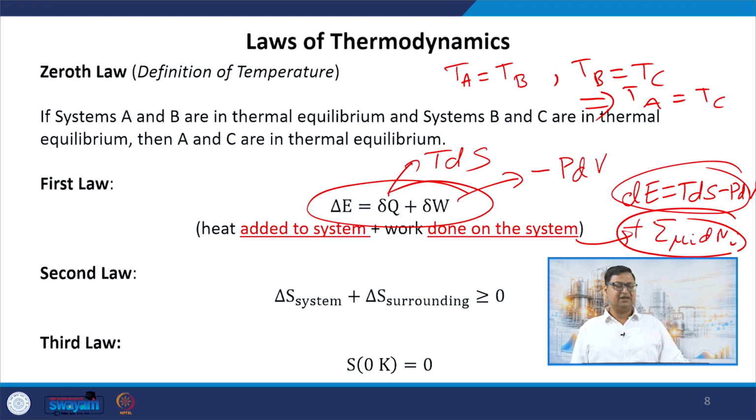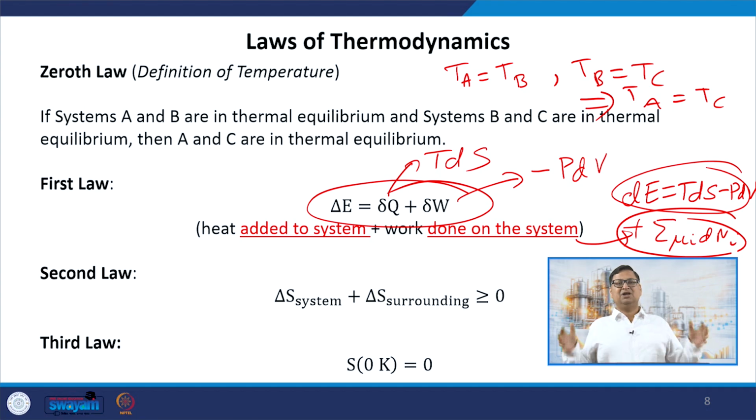And finally, there are the second and third laws that correspond to entropy. The second law states that the entropy of the system and its surroundings together make up the entropy of the universe, and that cannot decrease. There may be a possibility that the entropy of a system is decreasing. For an isolated system, I told you entropy has to be maximized, but it's not generally true. I can reduce the entropy of a system.